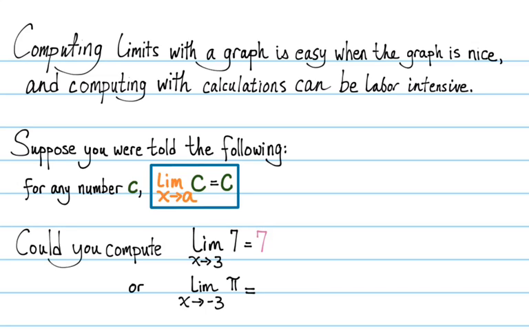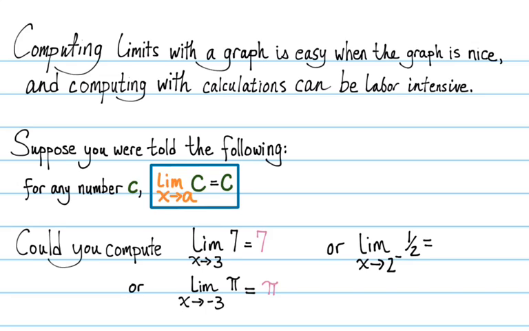Well, how about let's look at this one. What's the limit as x approaches negative 3 of pi? Well, again, pi is just a number. It's a fancy number, but it's a number. And so the limit as x approaches anything of a number is that number, which tells us that this limit is pi.